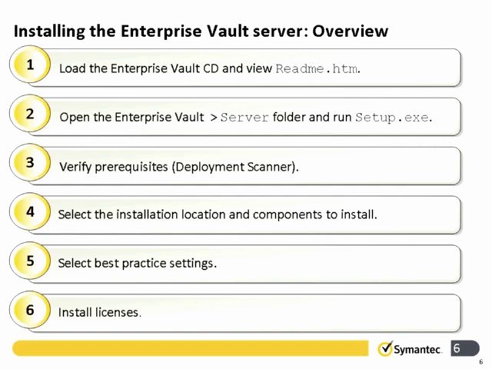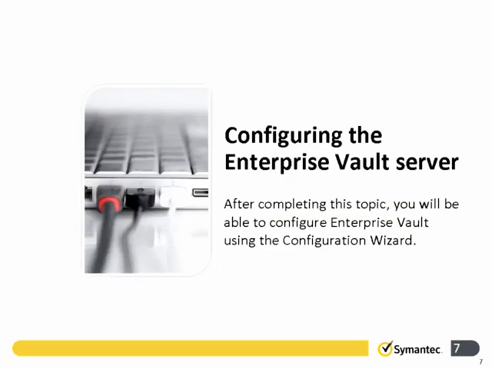As part of the setup, we've actually incorporated the deployment scanner into the installation process, so it will automatically run and tell you that you have the prerequisites set up. So that's why you don't have to run it in advance. It is part of the installation process. You need to select the installation location and all the components which you're trying to install. You also want to select the best practice settings, and that is discussed in the online web-based training that's available. And then you need to install your licenses. Once again, we just wanted to give you a big picture of what we've already done.